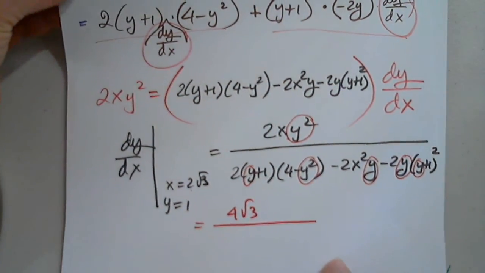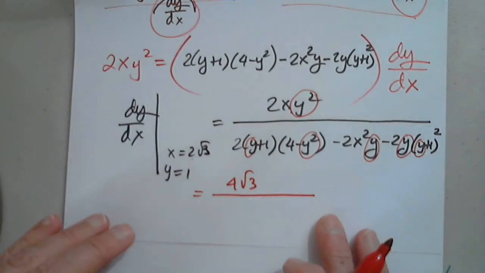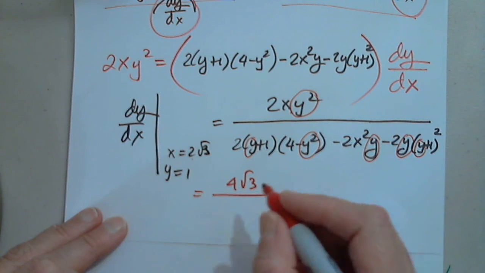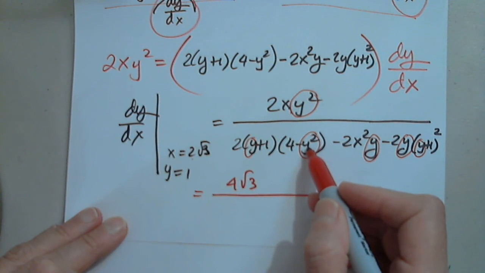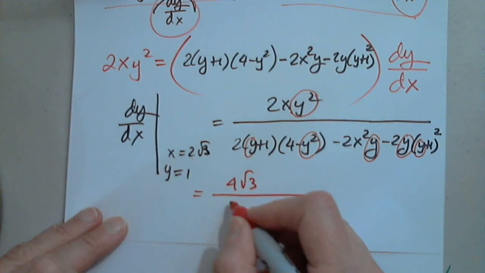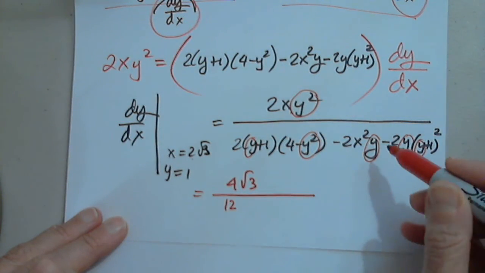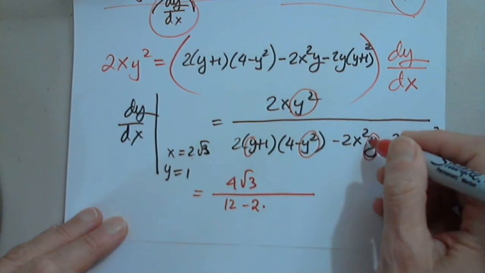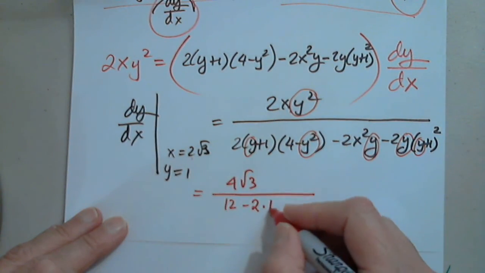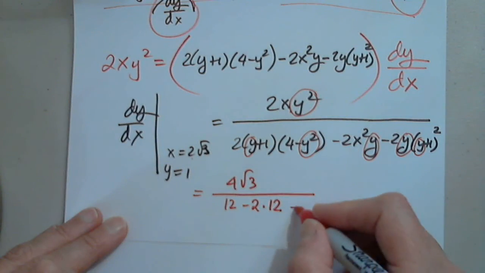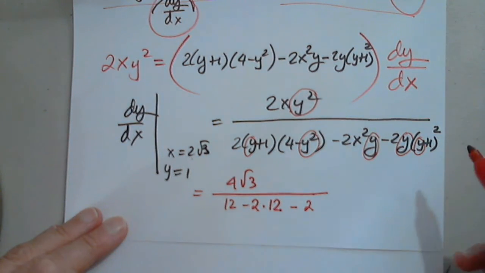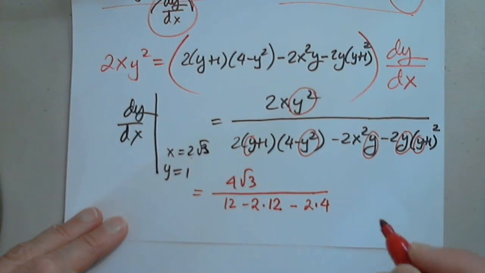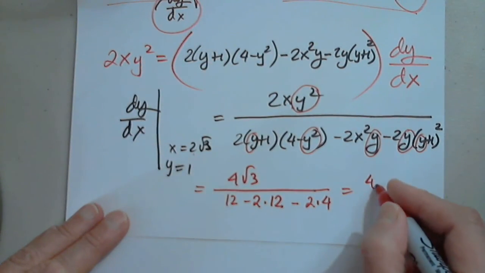Now let's see what we have in the denominator. 1 plus 1 is 2. 2 times 2 is 4. 4 minus 1 is 3. So that is 12. Minus 2. And x squared now is 4 times 3, which is 12. Minus 2. And this is 1 plus 1, which is 2. 2 squared is 4. So 4 square root of 3.